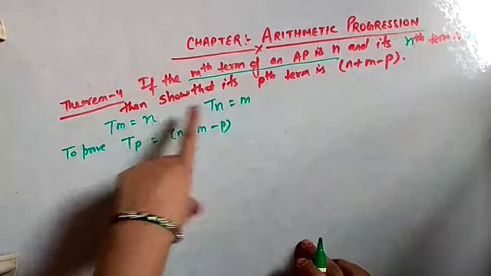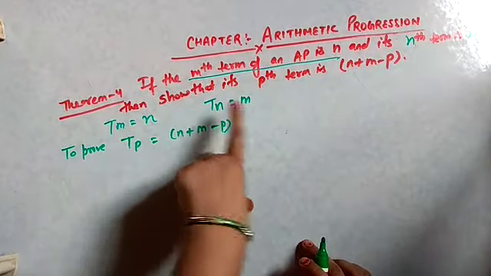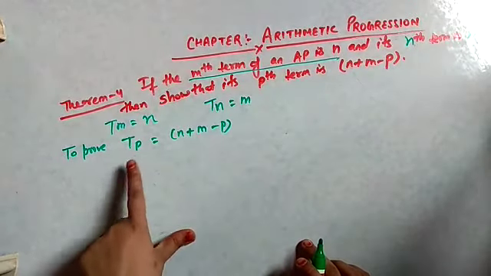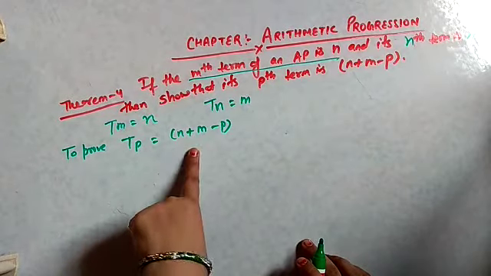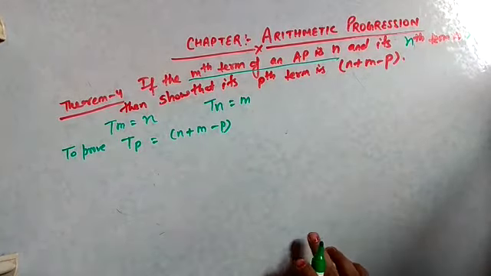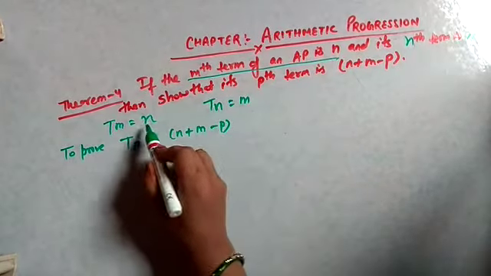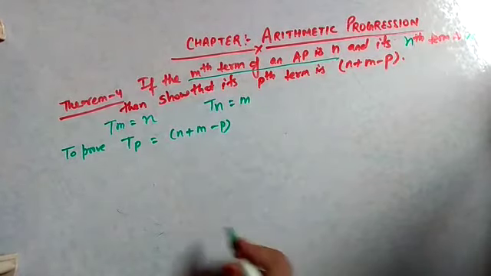Okay, these two things are given, that the mth term of an AP is n and the nth term of the AP is m. We have to prove that the pth term of the AP will be n plus m minus p. So in this theorem, at first, with the help of these two given things, we will try to find two equations.